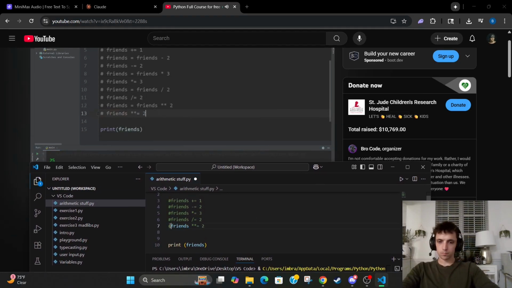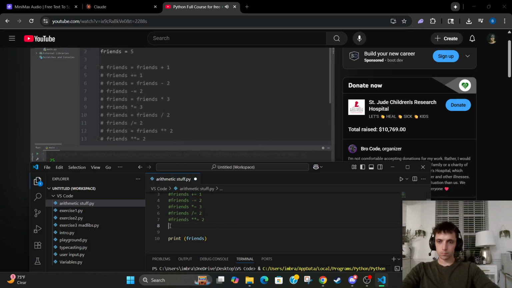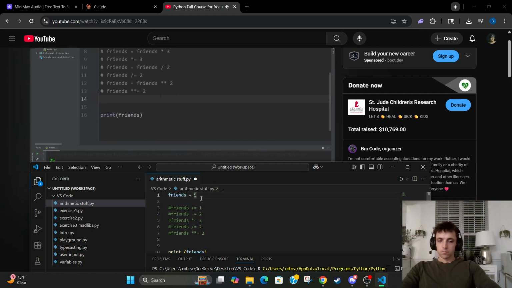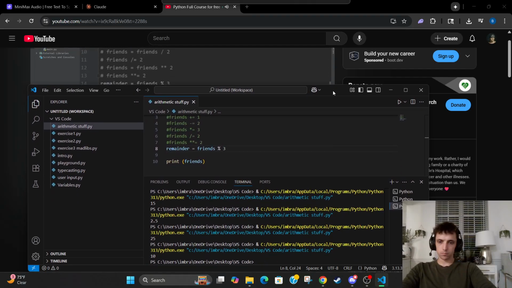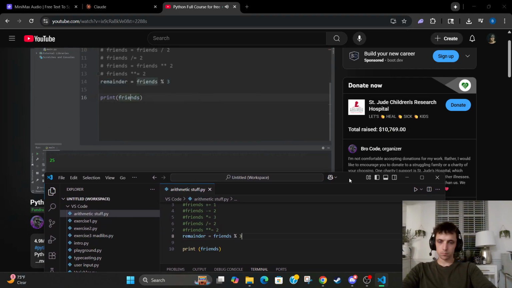Then we have modulus. Modulus gives you the remainder of any division. Suppose we have 10 friends instead of 5. I will assign a new variable, remainder. Remainder equals friends. The percent sign is known as the modulus operator. It will give us the remainder of any division. If I were to divide my group of friends by 3, we will have 1 remaining. I'll store the remainder within a separate variable. We would have a remainder of 1.